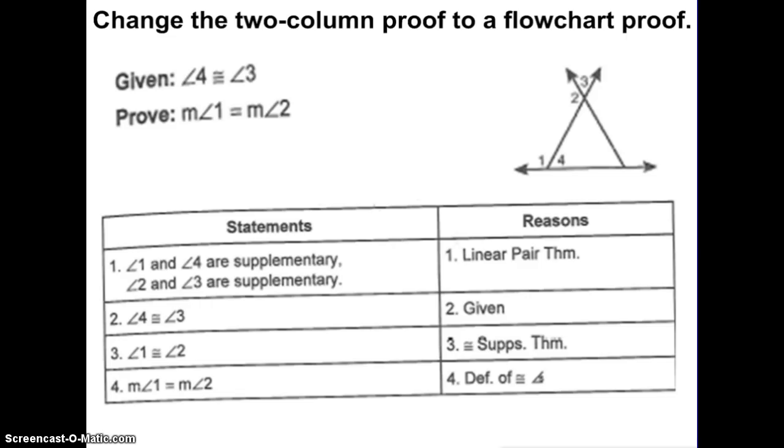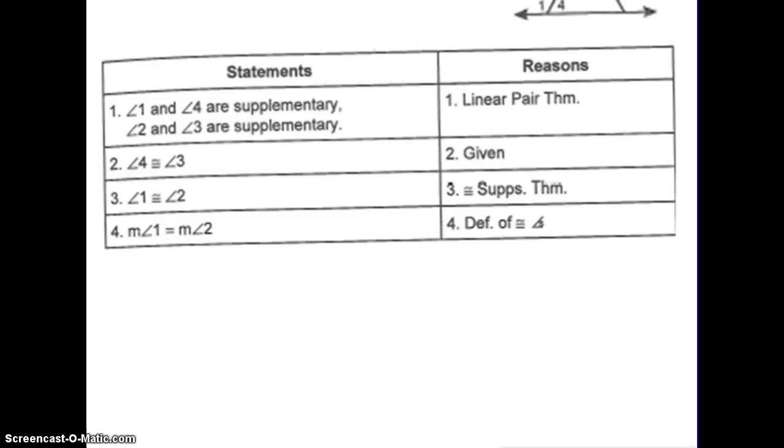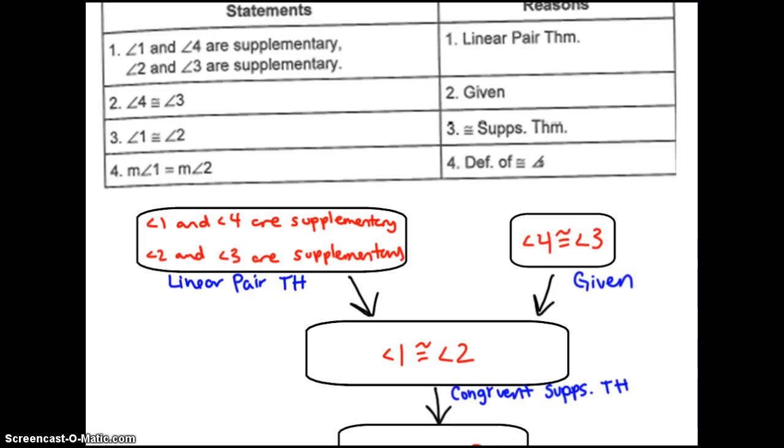Alright, so here we are given a 2-column proof, and I want you to change it into a flow proof. Give it a shot and check back with your answers. Alright, so as you can see here, I have the 2-column proof at the top of my page, and I've begun my flow proof. Notice that for each statement they have their own bubbles, and for each reasoning I wrote in blue directly under the bubble.